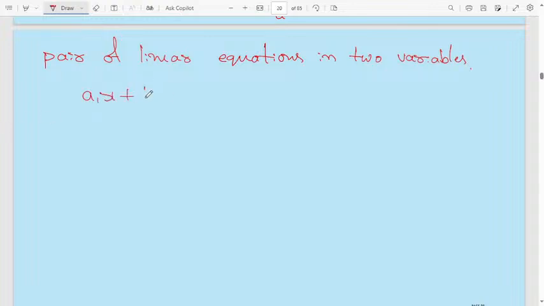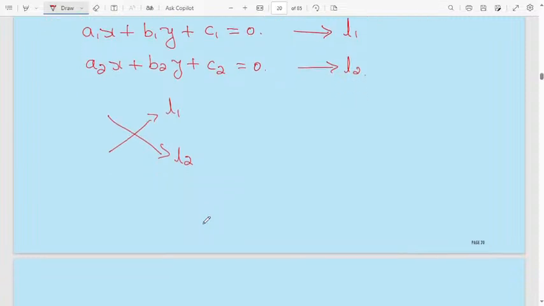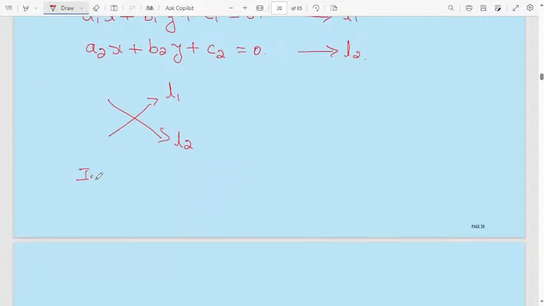a1x plus b1y plus c1 equals 0. Then a2x plus b2y plus c2 equals 0. This is L1, this is L2. Then if the lines are intersecting like this, L1 and L2, these are the lines. If they intersect, what is the condition? These are intersecting lines. What is the condition?